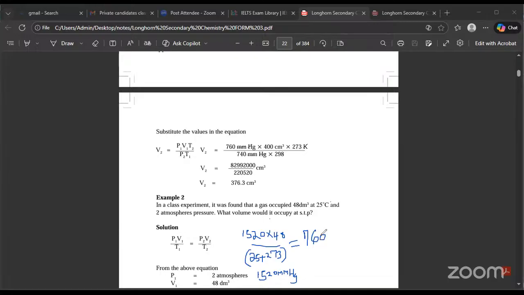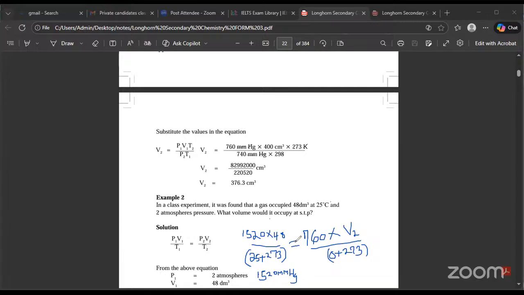We had identified that; I hope people can remember. 760 multiplied by volume 2, which we do not know, and then over the temperature. Temperature 2 is the standard temperature, which was 0, so it is 0 plus 273, and then you close the bracket. So this one becomes easy.